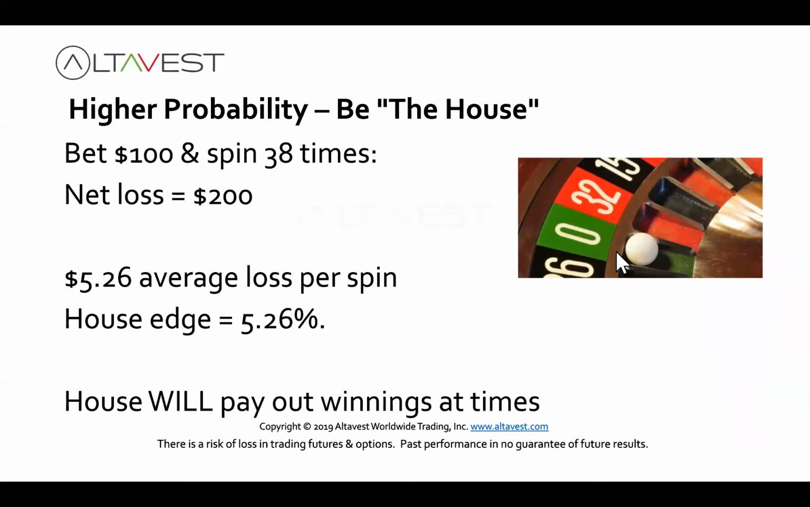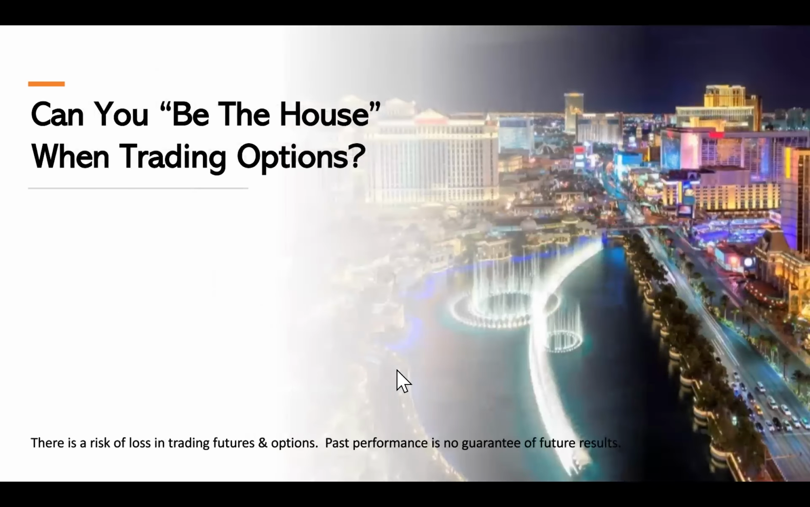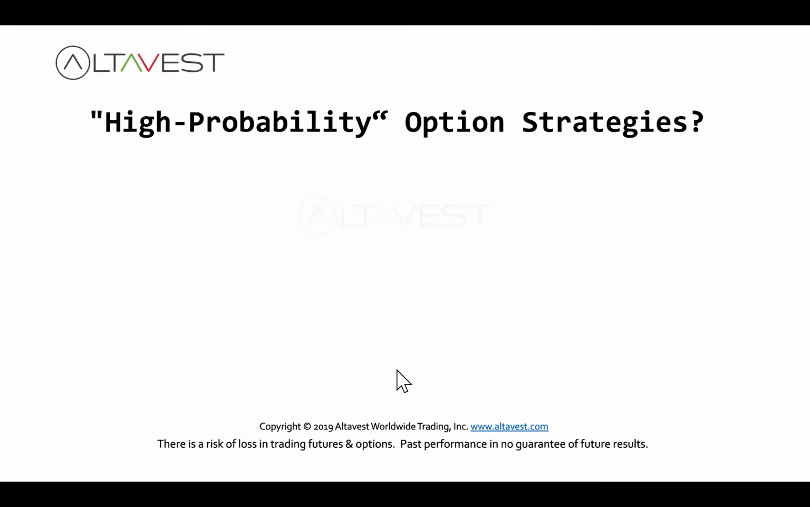You see that green slot there on the roulette wheel. If you were to bet $100 and spin that wheel 38 times, the odds are you're going to lose $5.26 on average per spin if you do that enough. And the casino would love to have you sit there for years. Over time, the math says they're going to win, and they will win, even if at times they have to pay you some winnings. So how do you be the Las Vegas casino or the house when you're trading options?